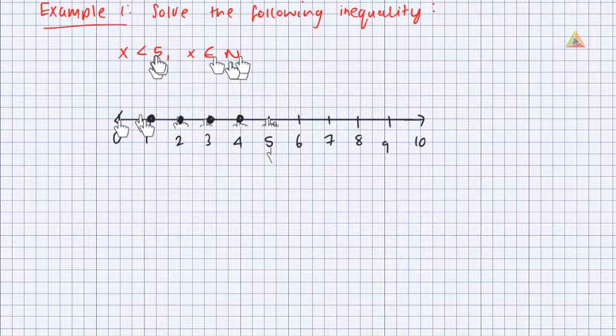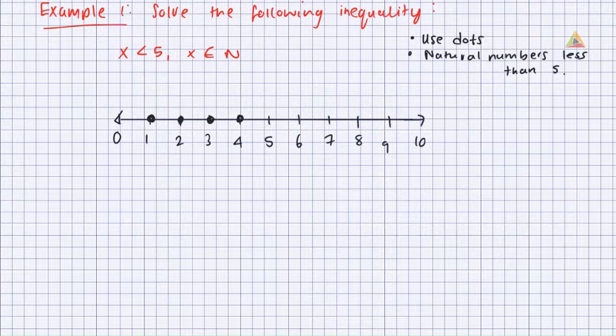So what I do is write a couple of things down as well when you get a question like this. So x is an element of N, so we know we're going to be using dots. And what's it said there? So it's x is less than 5. So it's natural numbers less than 5. So that helps sometimes, is to write out just exactly what you're being asked. So we'll go on to example 2 now. And example 2 is something similar. And it's phrased the exact same way, so solve the following inequality.